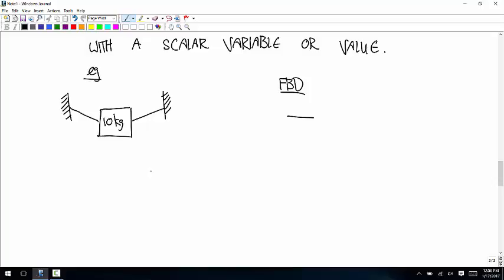Then the free body diagram. There's the mass. We know that weight applies a downward force with a magnitude of 10 times 9.81, so 98.1 newtons. And then those cables apply forces parallel to the cable, away from the chosen body.